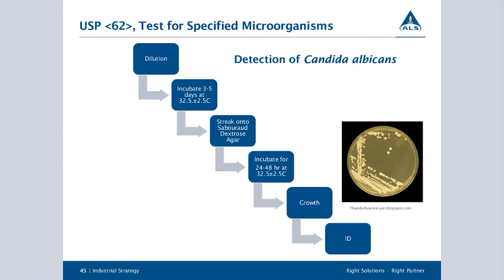Once the suitability passes, then you repeat the process without the organism. And you want to do an identification. If you see growth on the agar plate, then you will want to proceed with the identification.